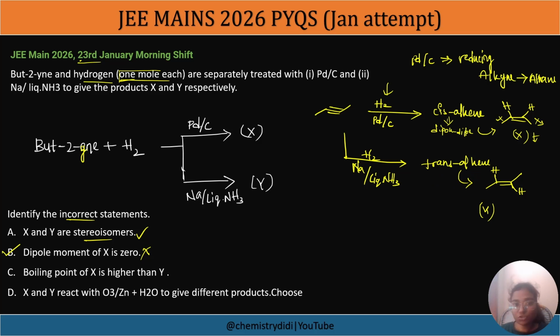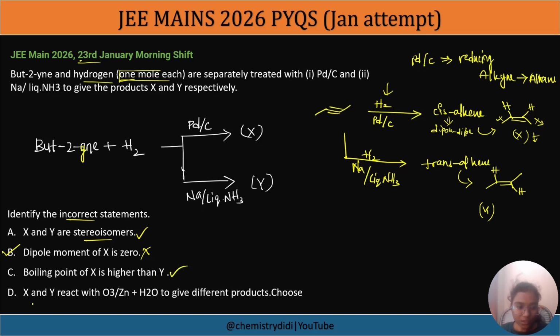Here this has strong intermolecular forces. That's why you can say the boiling point of the cis compound will be more than the boiling point of the trans. So that's what they were saying: boiling point of X will be higher than boiling point of Y. So that's why this option is correct.